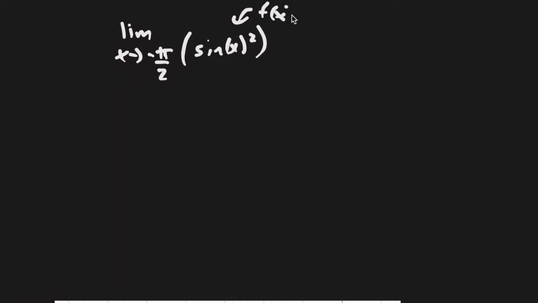So in this video, I'm going to be evaluating the limit as x approaches negative pi over 2 for the function f of x, which is going to be sine x squared. So this is f of x. I'm going to be evaluating this limit using a graph, and you'll see that this is really easy to evaluate a limit using a graph.